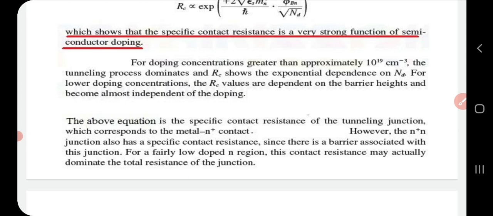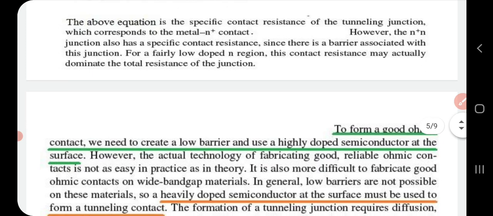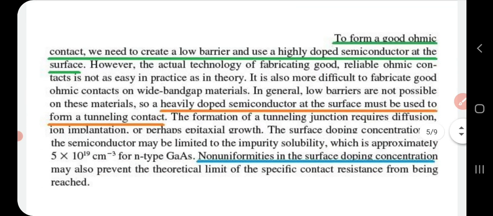However, if you are making a junction like N plus N, that is a heavily doped N type semiconductor with a moderately doped N type semiconductor, then also specific contact resistance will have this type of variation. Now for a fairly low doped N region, the specific contact resistance will dominate the total resistance of the junction. In order to form a good ohmic contact, we have to create a low barrier and we have to use a highly doped semiconductor at the surface.